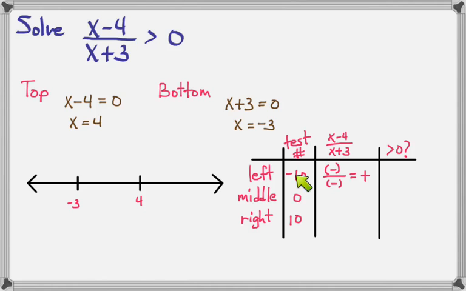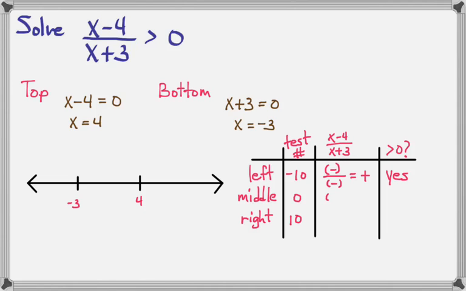So if I plug negative 10 into our fraction, negative 10 minus 4 makes a negative number for the top. Negative 10 plus 3 makes a negative number for the bottom. So negative over negative is positive. And then, is that greater than 0? Yes. Okay, let's do the same thing with 0.